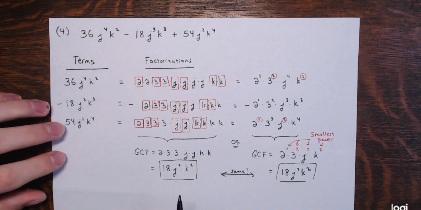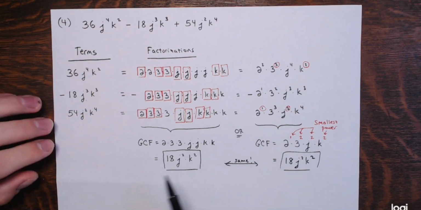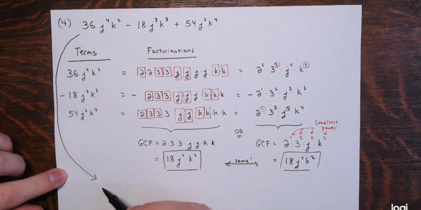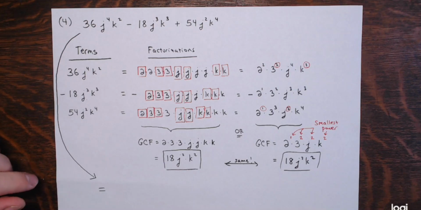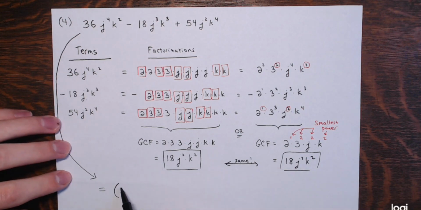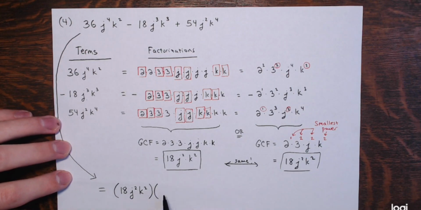Alright, and then finally, we do the factoring. Right, so this original expression is equal to the following product, the following multiplicative expression. The greatest common factor comes outside. Right? I pull that out. 18 j squared k squared is its own factor times a quantity, and in this quantity, again, I'm just putting the factors of each term that are left over after I remove the greatest common factor.